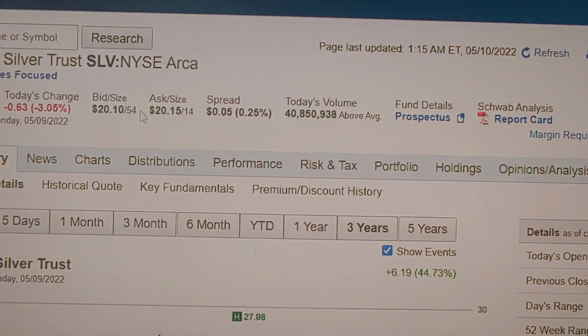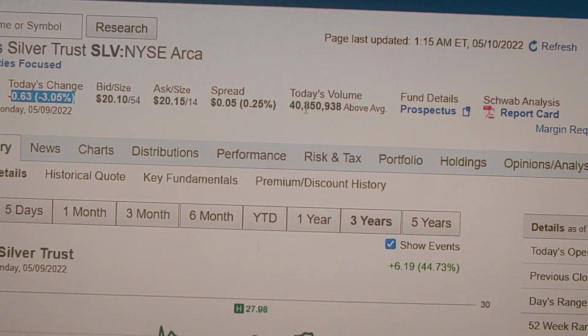Today's change doesn't really matter. It's just a minor change. We just had a 3% change.